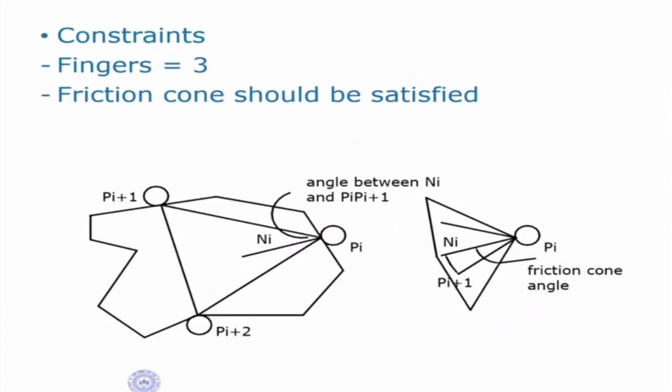Now the constraints are, there are three fingers. Friction cone should be satisfied. That means the normal force should be inside the friction cone. That has to be satisfied. Okay. Then obviously the escape angle should be closed also, so it cannot escape. So there are three objectives here. So we have done multi-objective with these three of them, and as you can see, now we have three solution graphs. So these are what I call Pareto fronts, or Pareto solution sets.